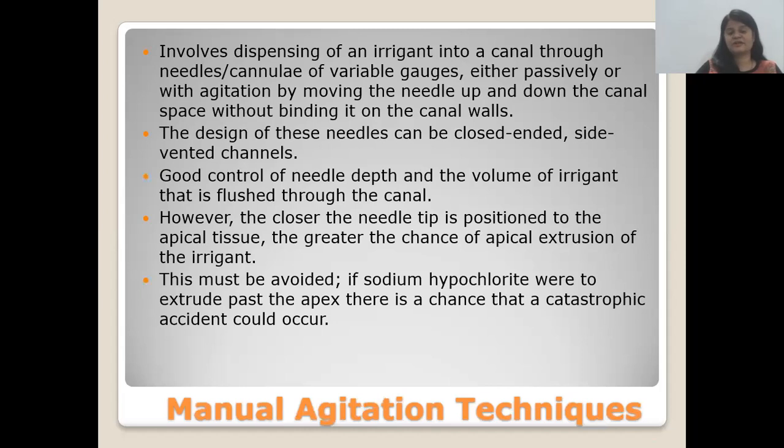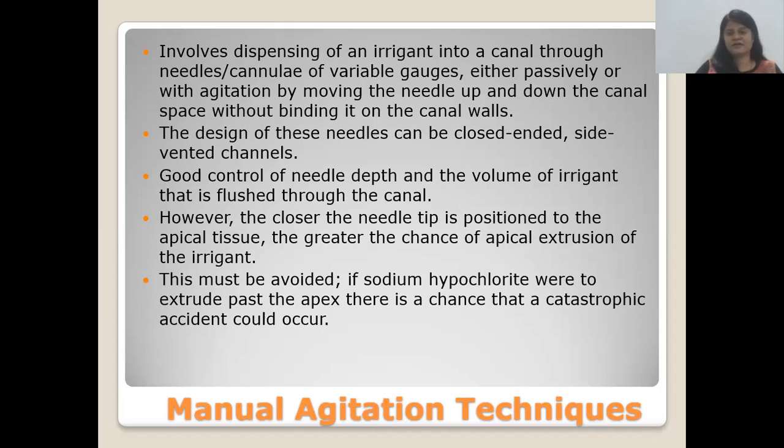Then coming on to another technique, that is the manual agitation technique, which involves the dispensing of an irrigant into the canal through needles or cannulae of variable gauges, either passively or with agitation by moving the needle up and down the canal space without binding it on the canal walls. The design of these needles can be closed-ended or side-vented. There is good control of the needle depth and the volume of the irrigant that is flushed through the canal.